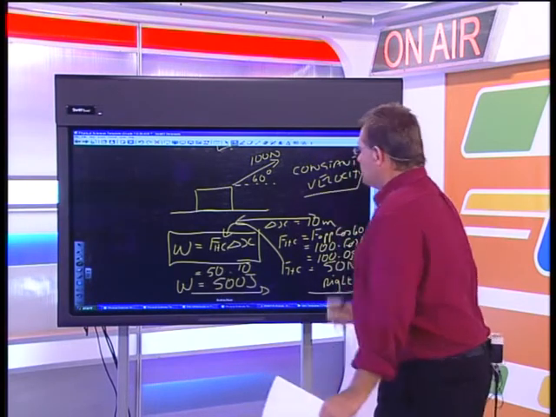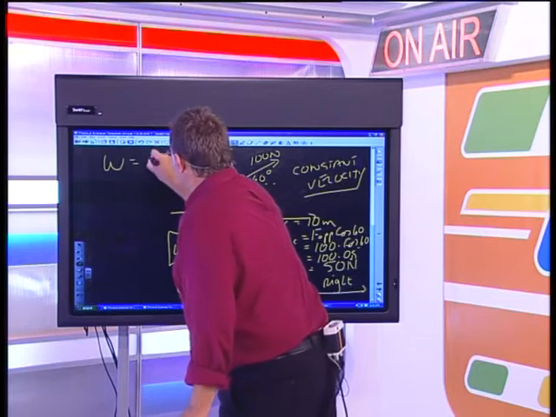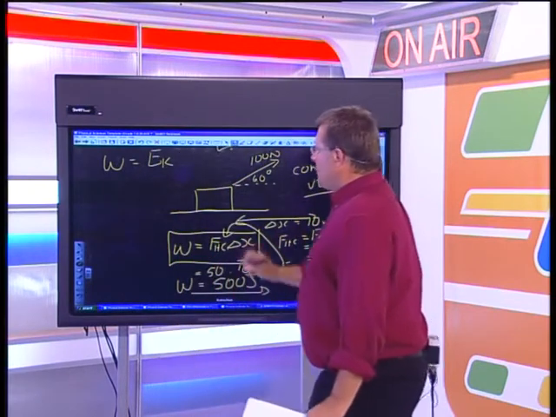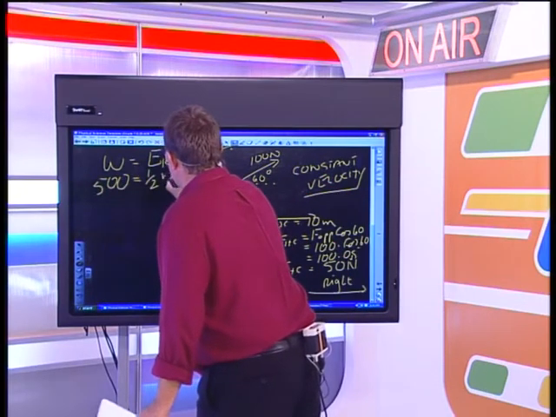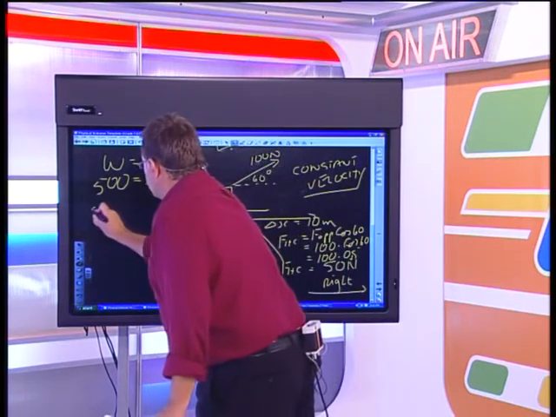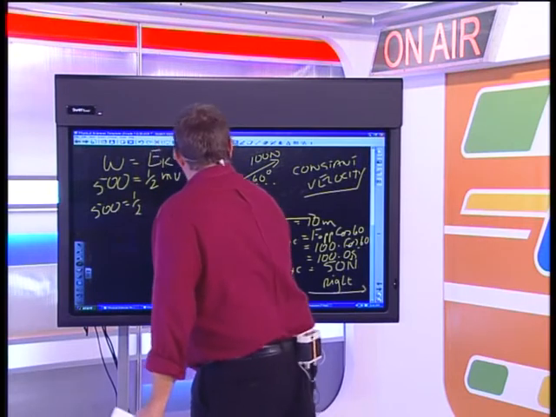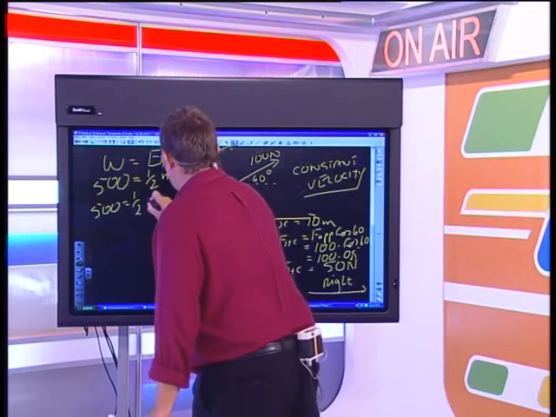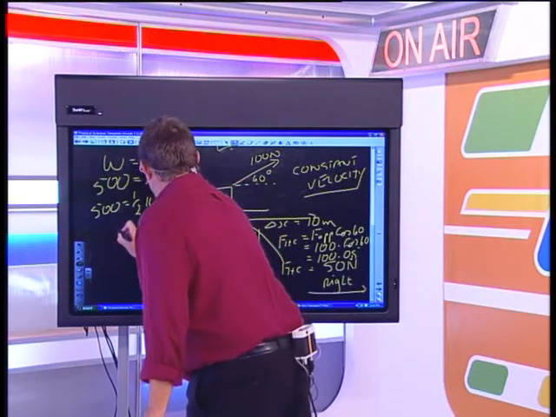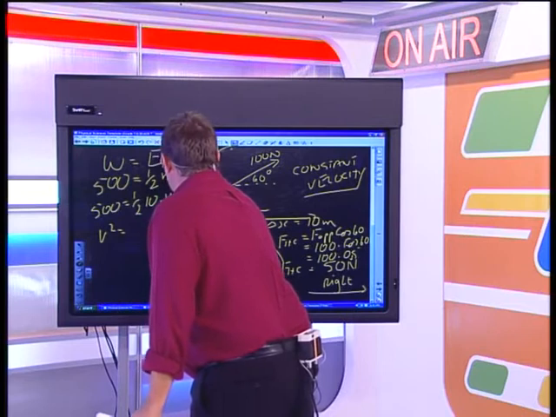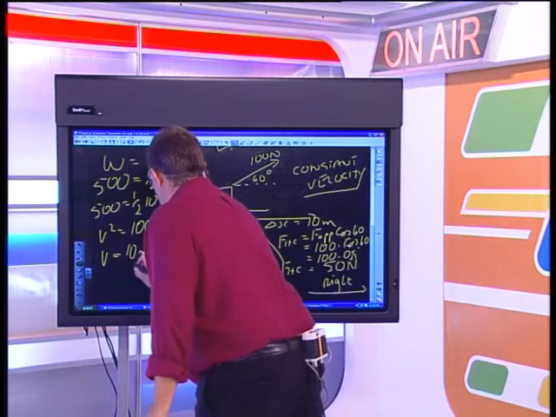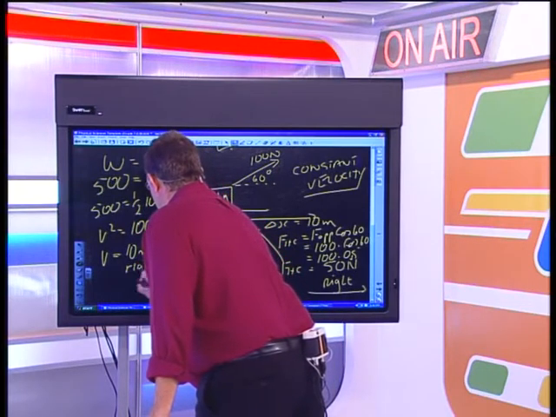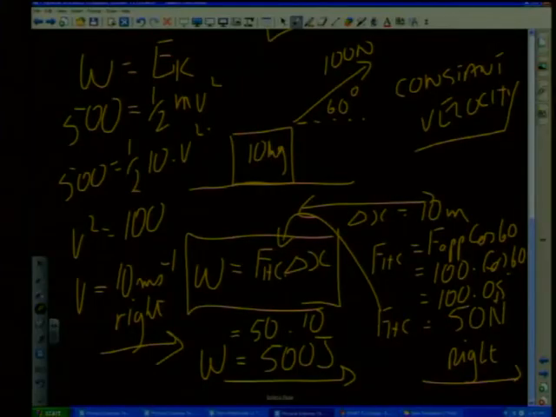And if it moves at constant velocity, then we know that work done is equal to the gain in kinetic energy, and therefore the work done, which was 500 joules, is going to be a half mv squared. Substituting in, 500 equals a half times the mass, and the mass was 10 kilograms, times v squared. So v squared will equal 100, and very simply the square root of 100 would be 10 meters per second to the right. And there, guys, is how we can work out the velocity of that object.